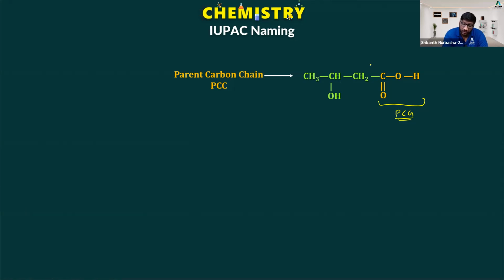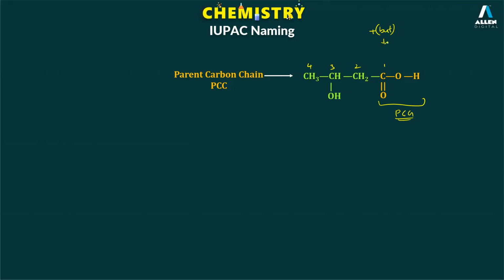The rules of numbering we are going to discuss, but as the example comes, we can directly write here. The numbering has to be given in such a way that the lowest number is given to the principal functional group. So 1, 2, 3, 4. 4 carbons are there. 4 carbons means what? The root word is but. Before the root word, we have the primary prefix. Primary prefix means whether the compound is cyclic or not. It is not cyclic, so no primary prefix.